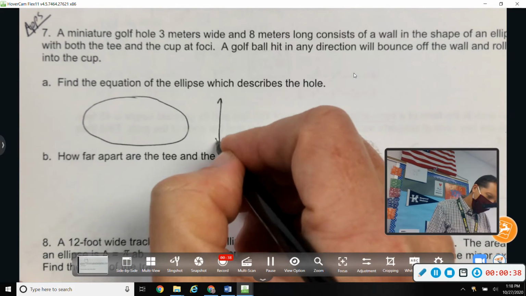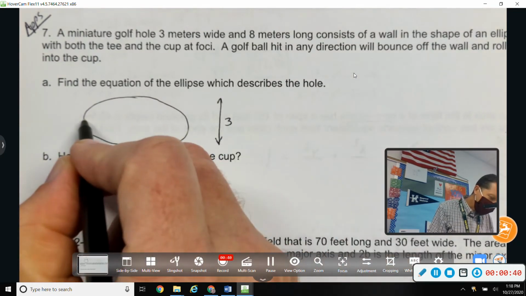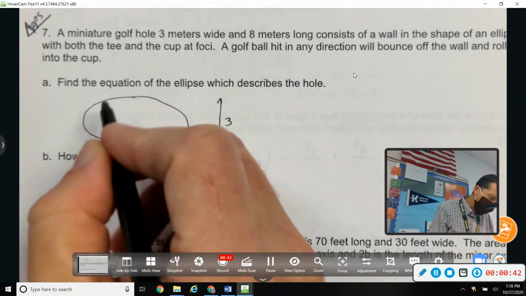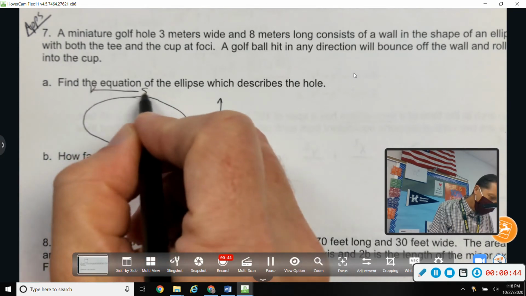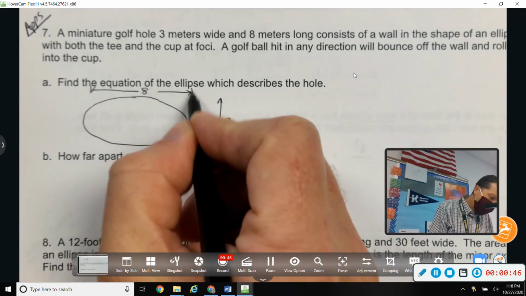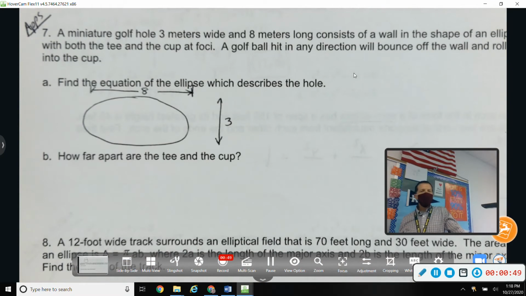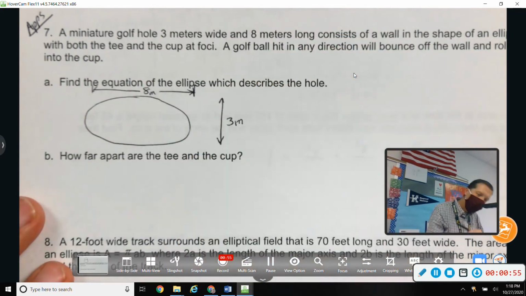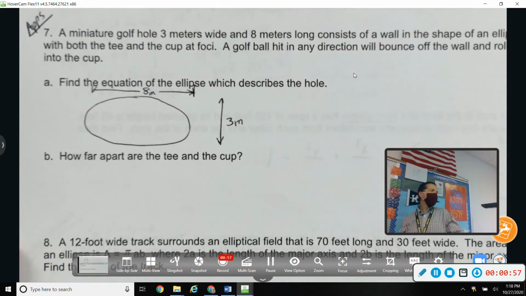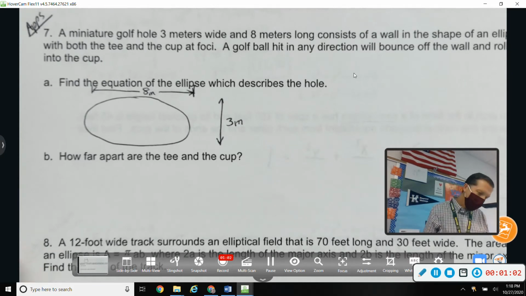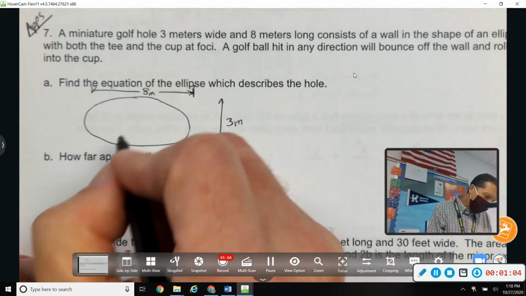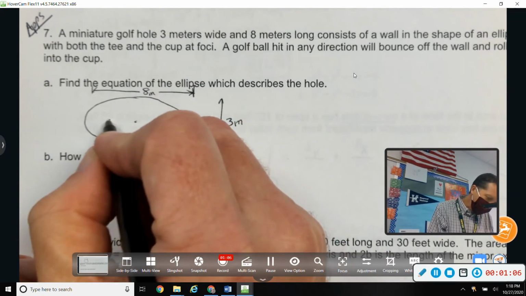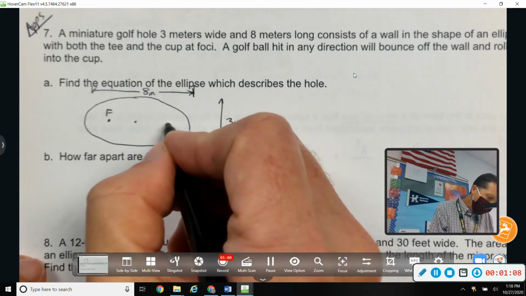It's 3 feet across, I guess I could have put that in here, and 8 feet long. So that's, oh, it is meters. Thank you. That is very large, yes. 10 feet by 25 feet. With both the tee and the cup at the foci. So I don't know where the foci are, but one focus, the other focus.